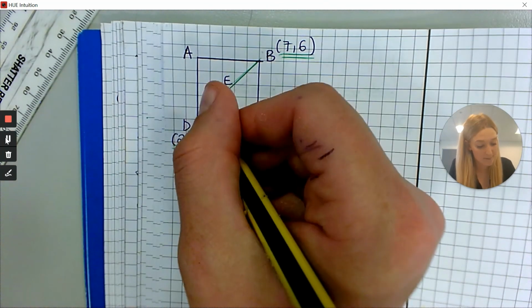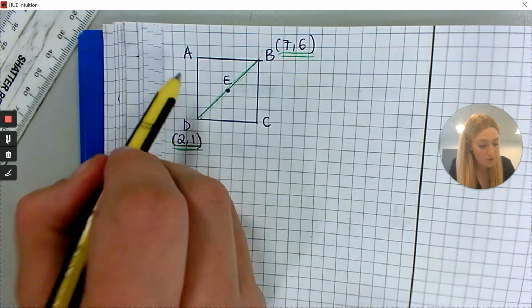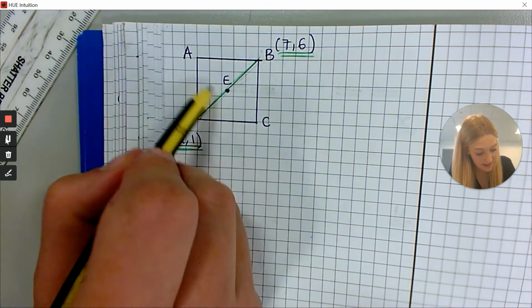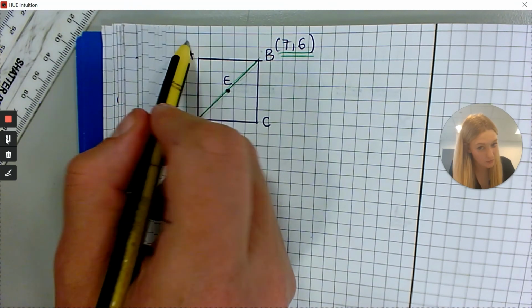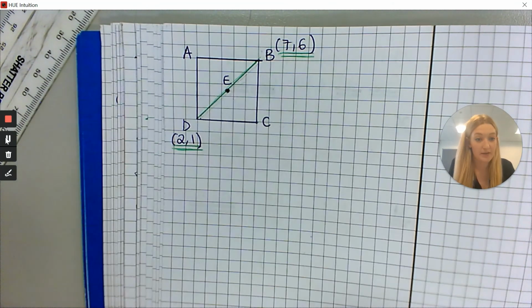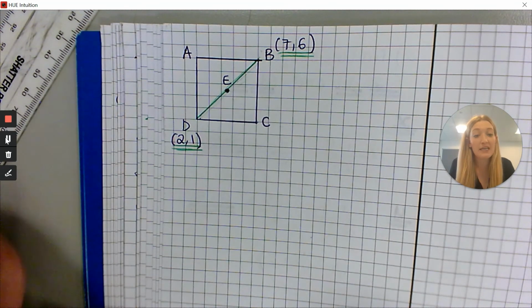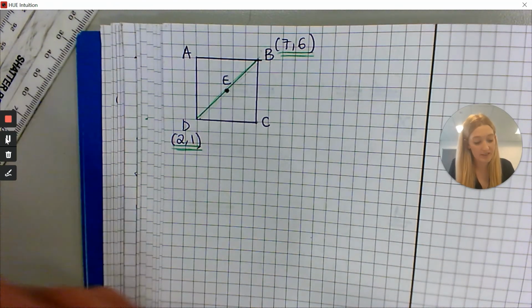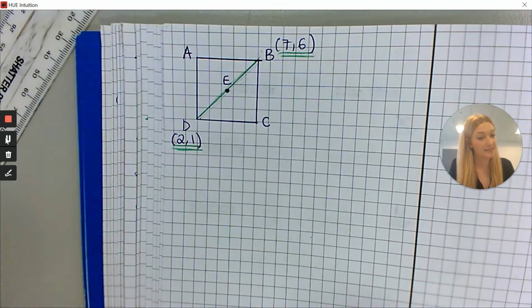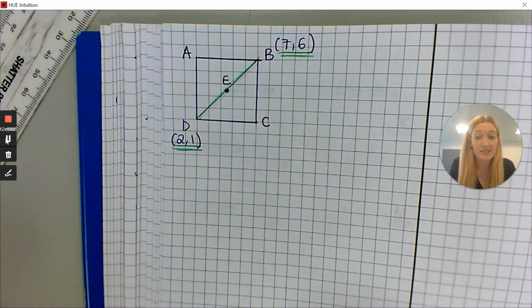It's the middle of this diagonal, or it could be the middle of this diagonal if we were given this coordinate and this coordinate. So what we need to do is find the midpoint of (2, 1) and (7, 6). Now, luckily, we've just done that. So can you pause it and have a go at doing that by yourself?